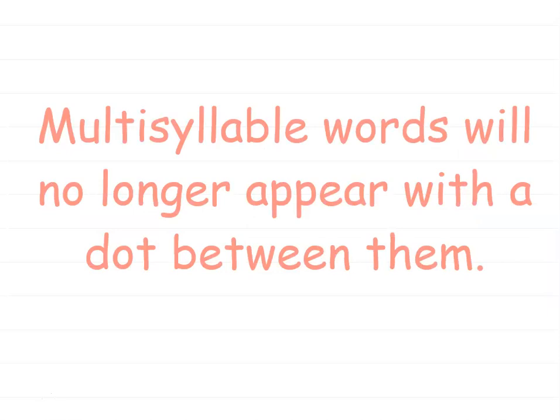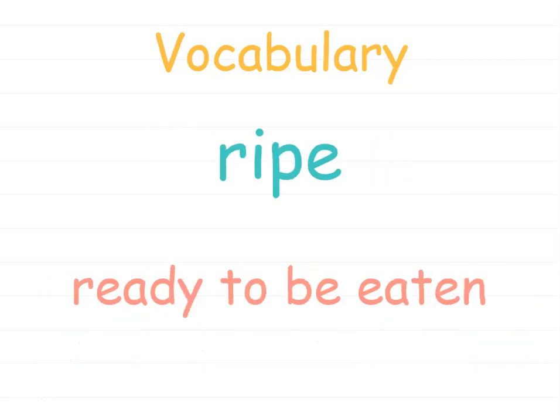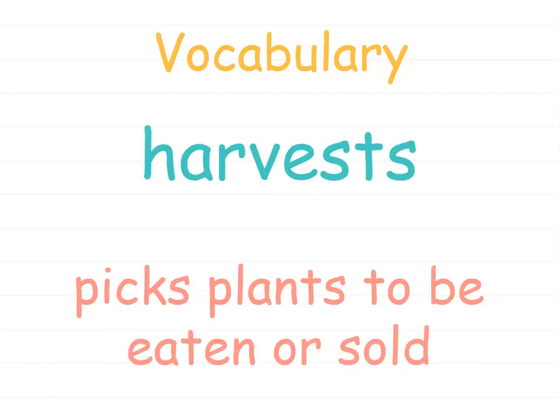Multi-syllable words will no longer appear with a dot between them. Let's review some key vocabulary. Midwest. Midwest is a region in the middle of the United States. Ripe. If something is ripe, it is ready to be eaten. Harvest. Picks plants to be eaten or sold. If I harvest the plants, I pick them.